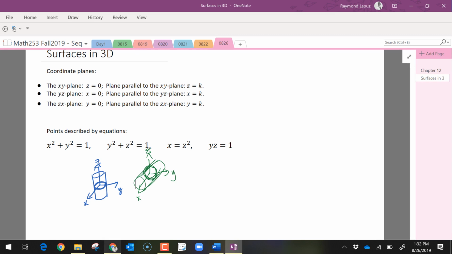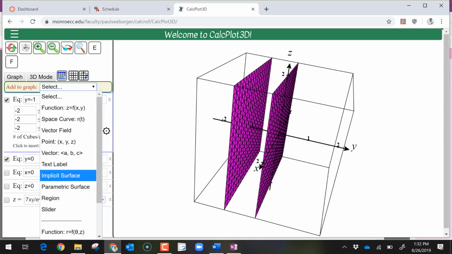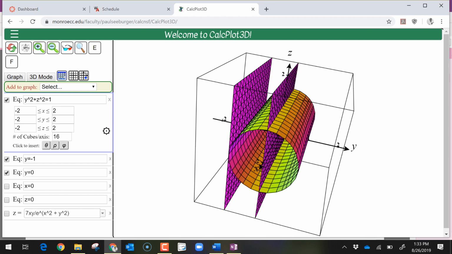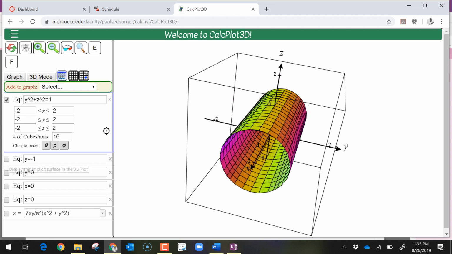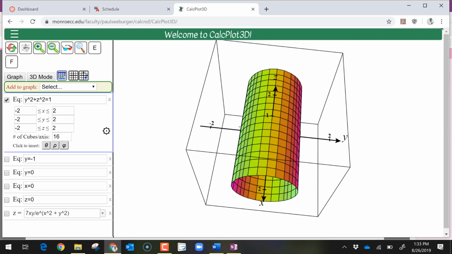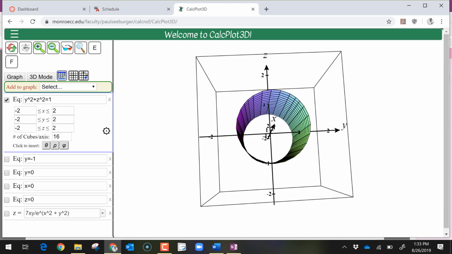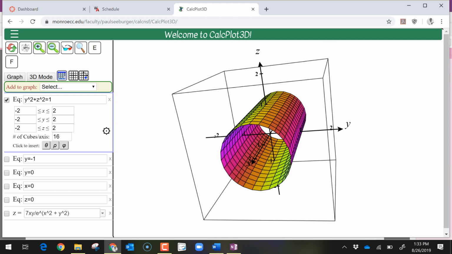And again, taking advantage of our graphing program, let's take a look at something like that. Where we have y squared plus z squared is equal to 1. Just like we anticipated, flat on the yz plane, it looks like it's just a circle. And then coming right at you along the x-axis is a cylinder. Okay?